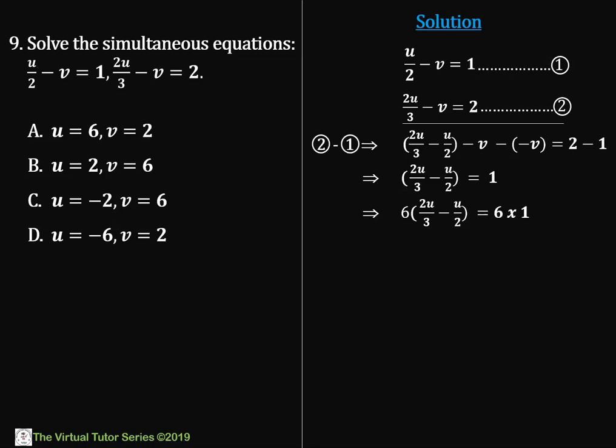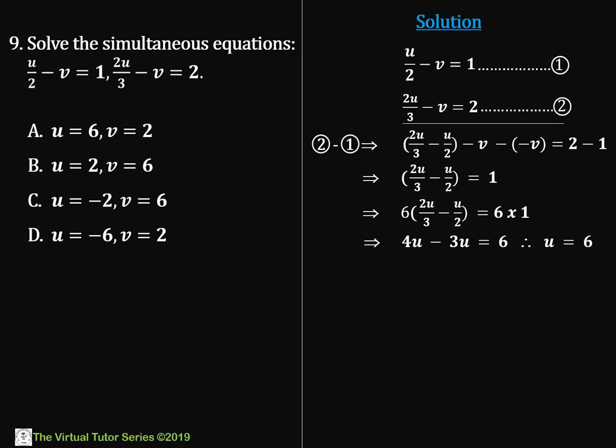6 times 1. 3 into 6 is 2, and 2 times 2u is 4u. 2 into 6 is 3, and 3 times u is 3u. Also, 6 times 1 is 6. So our equation now becomes 4u minus 3u is equal to 6. 4u minus 3u is u. Therefore, u is equal to 6.